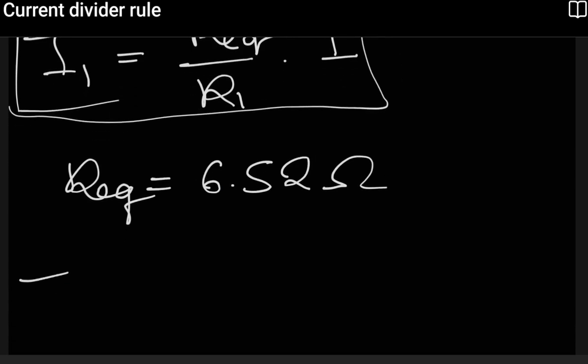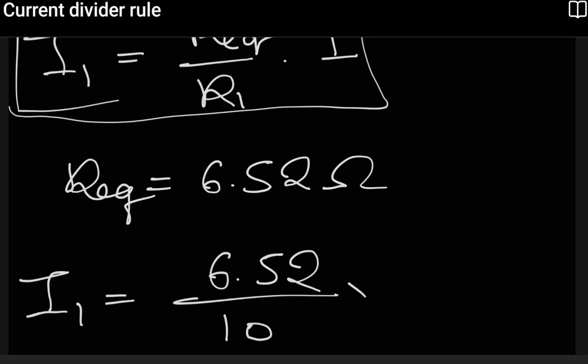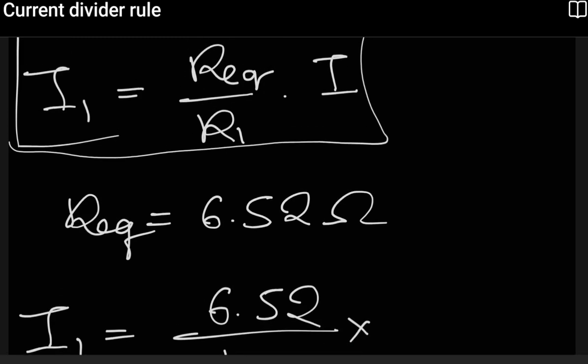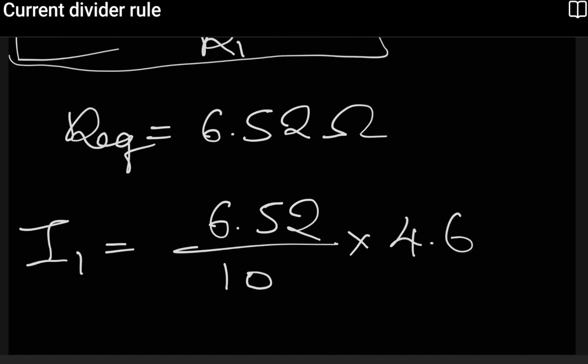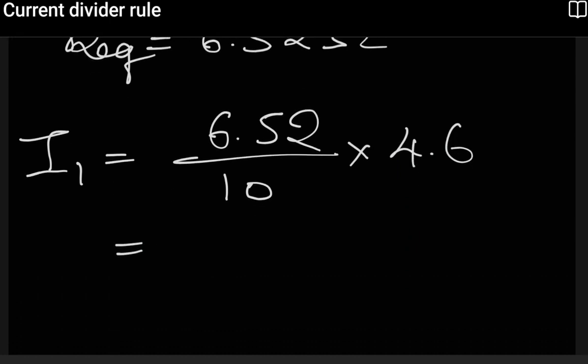So let's say you wanted to find the current passing through that R1. R1 was 10 ohms. The equivalent resistance is 6.52. We're multiplying this by the current from the source, which is 4.6. Doing this, notice that you are still going to get 3 amps. You're going to get maybe 2 point something and so on, but all in all, this is going to come back to 3 amps.